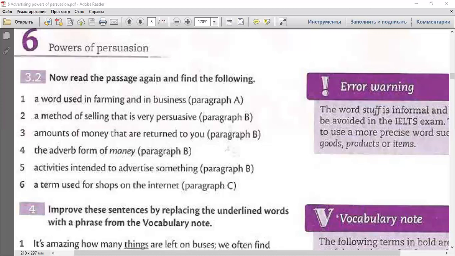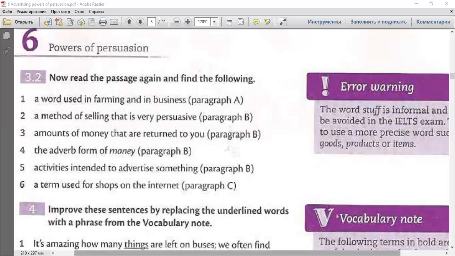It's two words. Online retailers, okay? So once again, 1 is cultivate, 2, a hard sell approach, 3, that's rebates, 4, monetarily, 5, promotional events, and 6, online retailers. Okay, right. Now, there is an error warning.